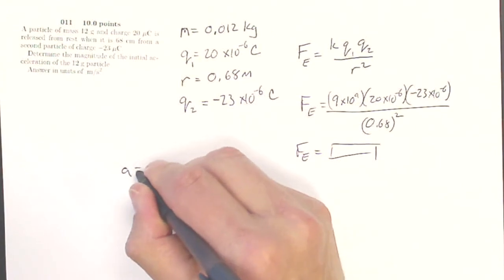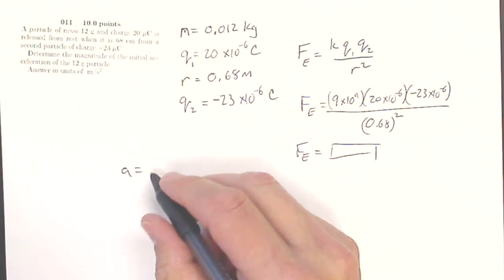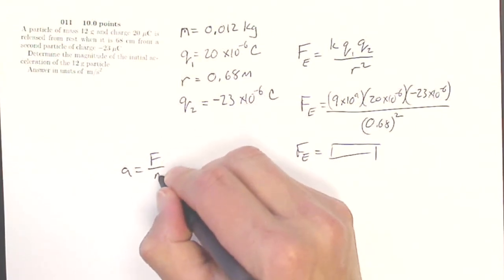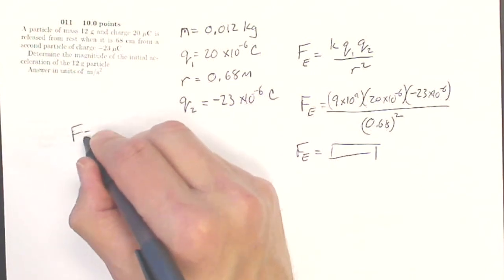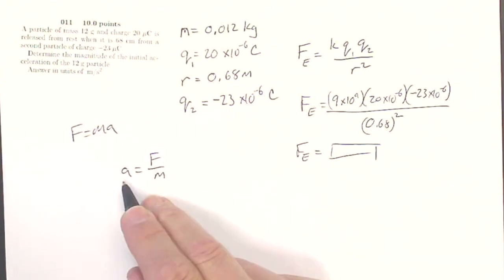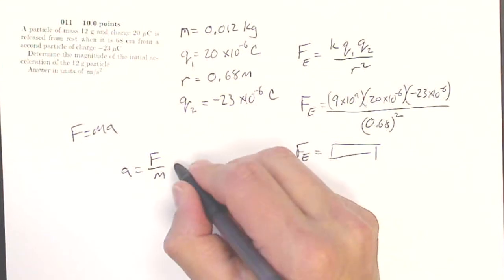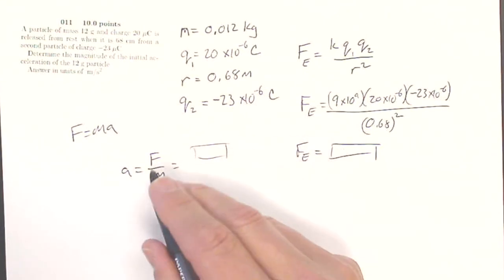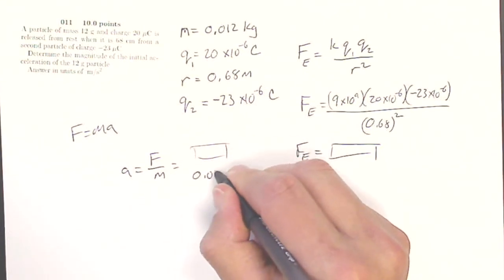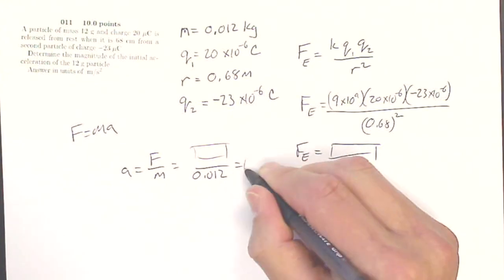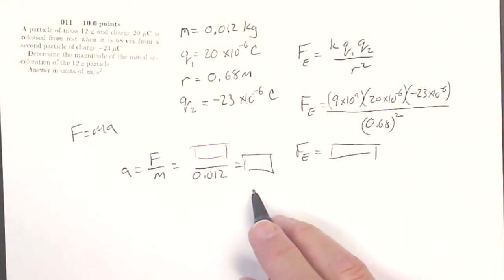Well, my acceleration is my force divided by my mass, because F equals ma. So I want A, it's going to be F divided by m. So that's going to be the force I get there divided by the mass of 0.012. And that will give me my acceleration of this object.